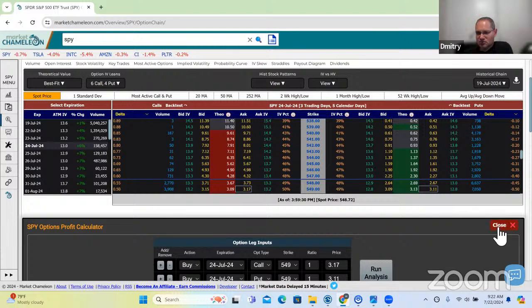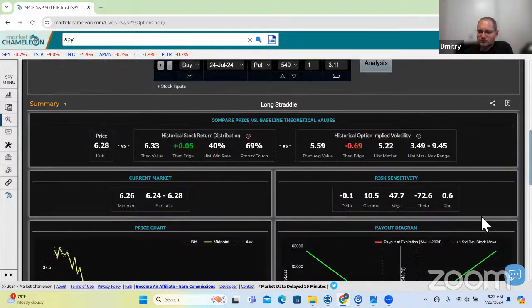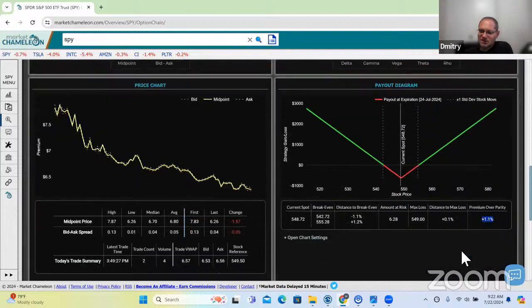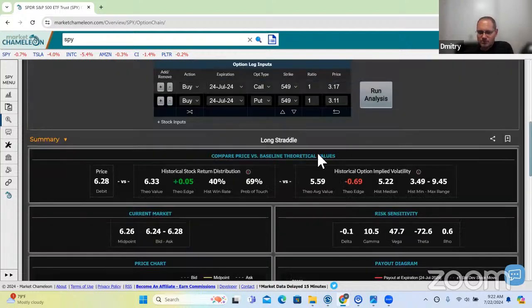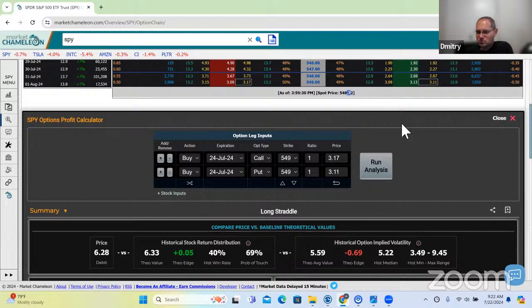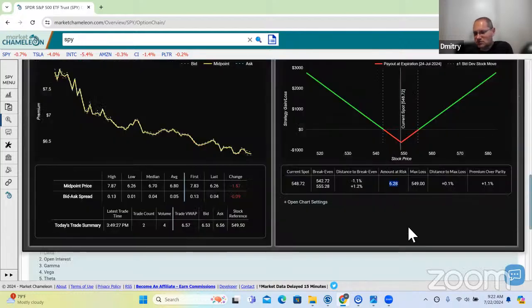So this premium over parity, it's taking the call plus the put, which is $6.28. It's looking at how much premium is in there. In this situation, it looks like 28 cents of it is in the money. So you take $6 divided by the stock, 549, and that's how much premium over parity you pay. And that's basically in the straddle, that's how much you need the stock to move.